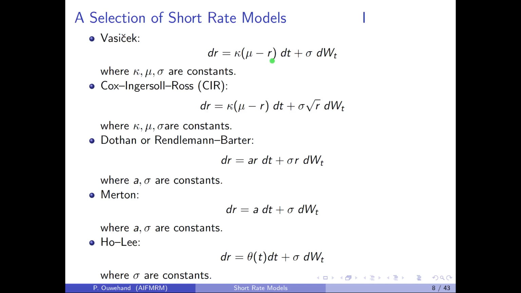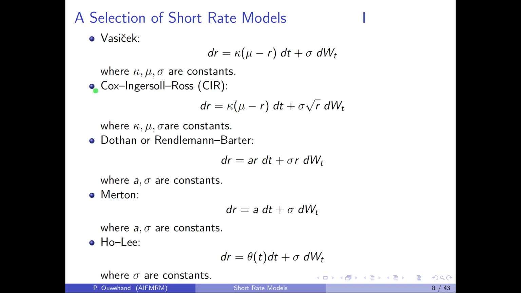For example, if r is less than mu, then the drift is positive, and therefore the short rate drifts upwards. On the other hand, if r is greater than mu, then the drift is negative, and therefore the short rate will drift downwards. It follows that the short rate mean reverts to the level mu. The rate of mean reversion is determined by kappa. If kappa is large, then the short rate will mean revert very quickly, whereas if it's small, it will mean revert quite slowly. If kappa is negative, then the short rate would be repelled from mu.